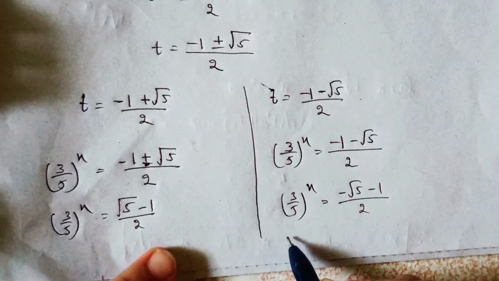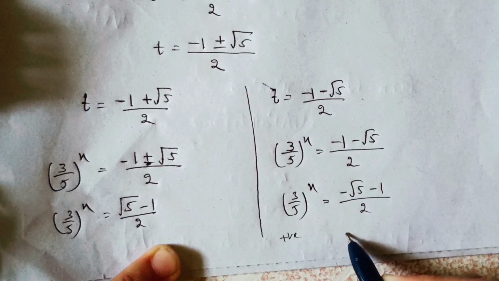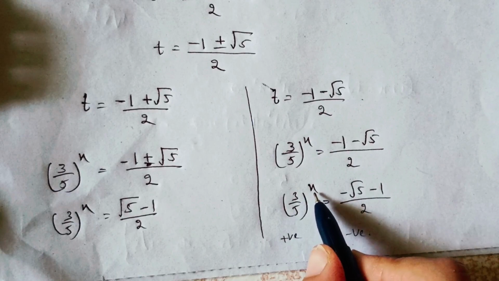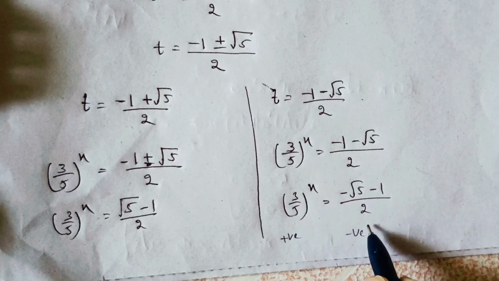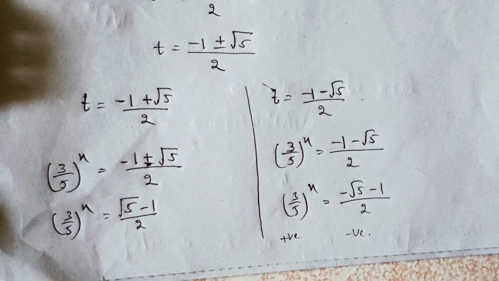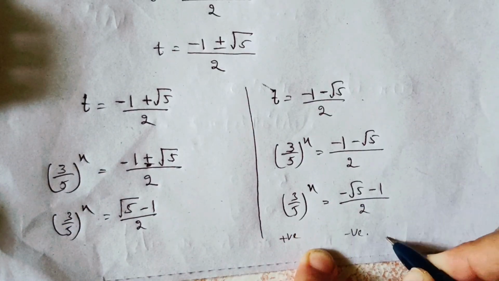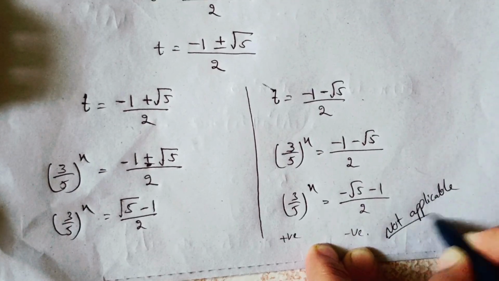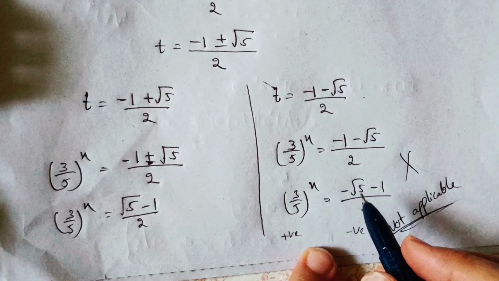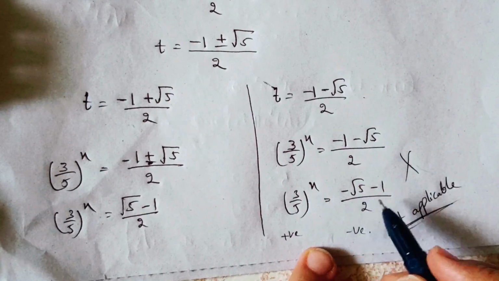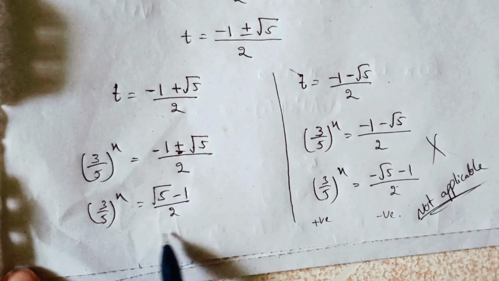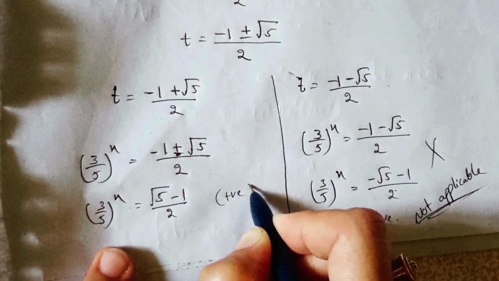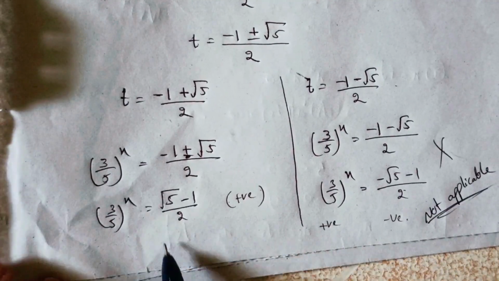As we know, this is a positive value and this is a negative value. Here we have to find the value of x, and x is in the power, so the negative value cannot be possible. This is not applicable, so we don't take this part. We have to carry out this part only, as it is the positive value. So we'll just continue this sum.